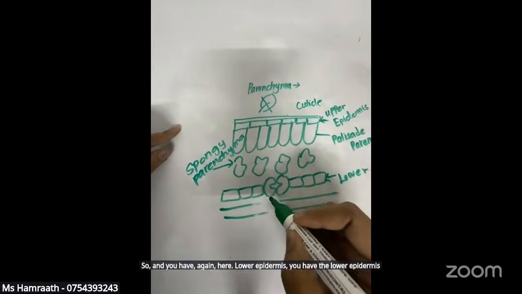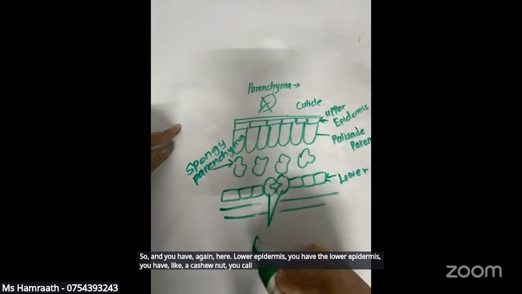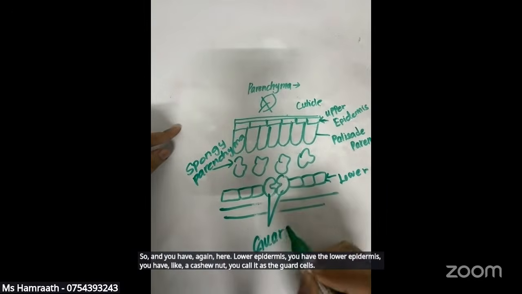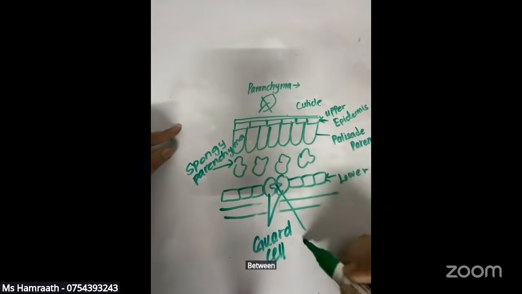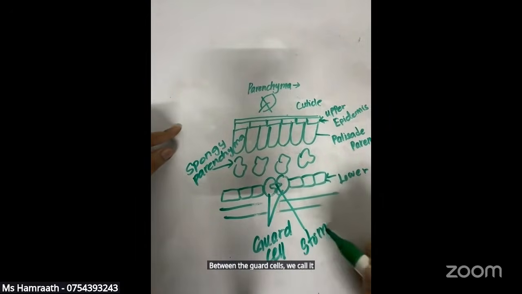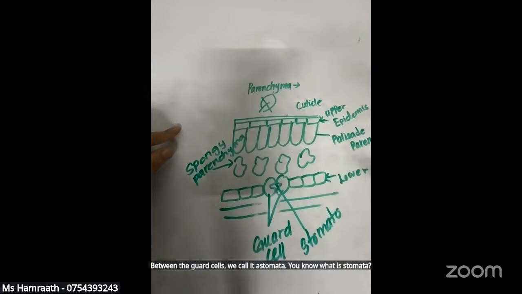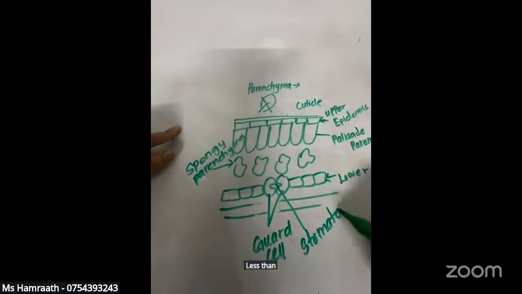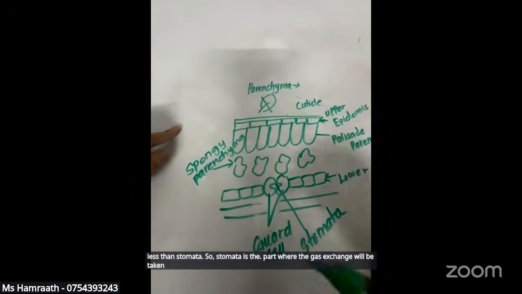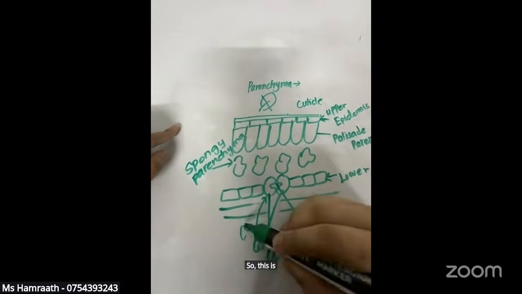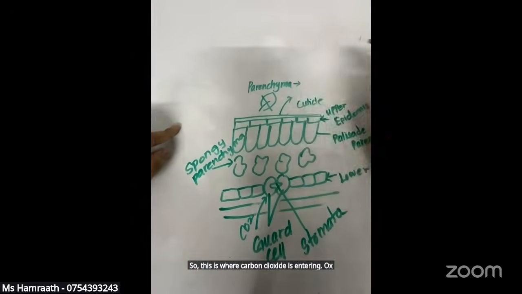You have something like a cashew nut. You call it the guard cells. Between the guard cells, we call it the stomata. You know what stomata is? You studied it in grade 8. So stomata is a path where the gas exchange takes place in a leaf. This is where carbon dioxide is entering. Oxygen will come out through the stomata.